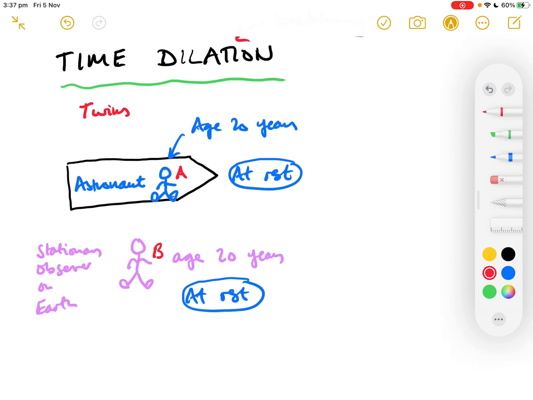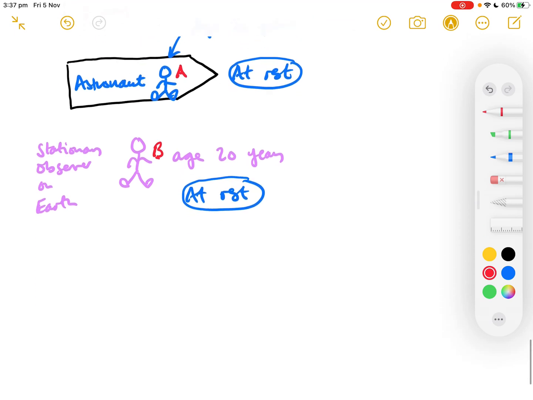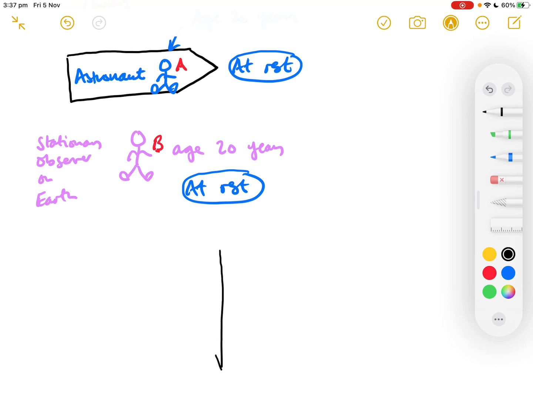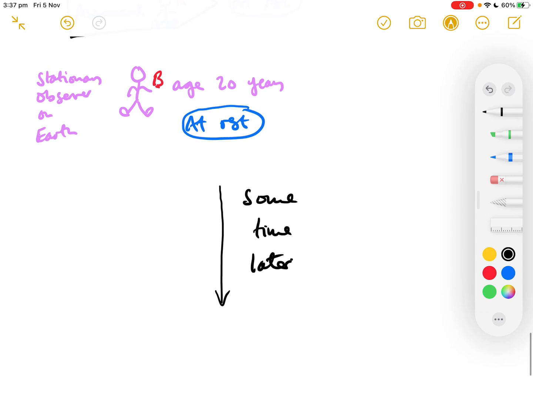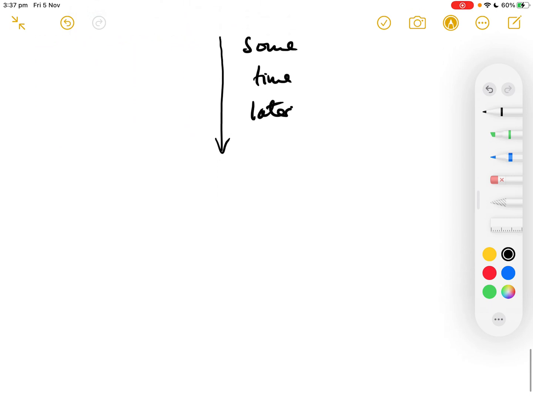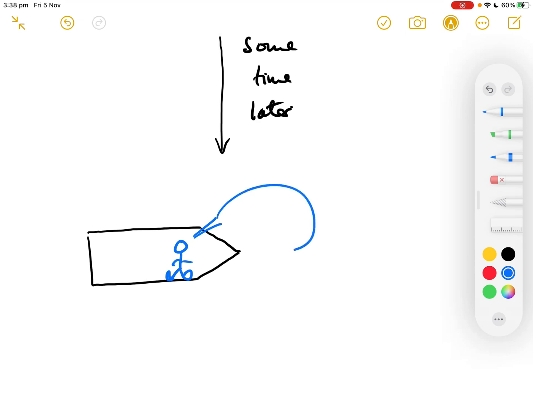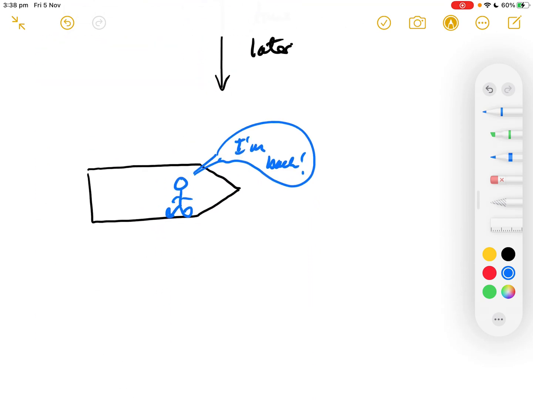So twin A, the astronaut, says, right, I'm heading off now on my spaceship, and I'm going to travel quite close to the speed of light, so relativistic effects are going to kick in. Okay, so he flies off, and I'll put here some time later. Okay, and what happens is that when he returns from his trip, he lands back on Earth again, and there you've got your astronaut there. I'm back. Okay. His twin brother has been waiting on him.